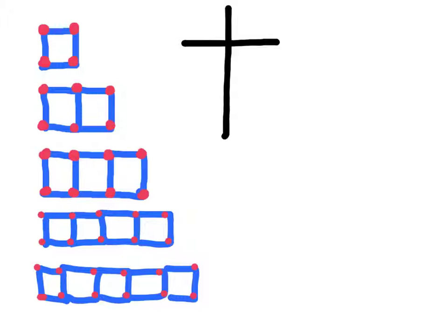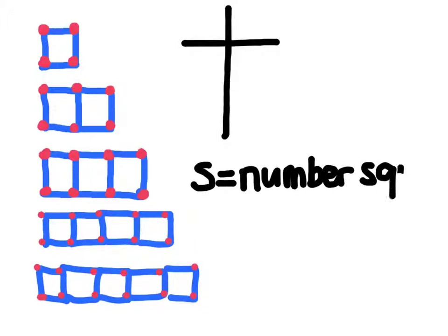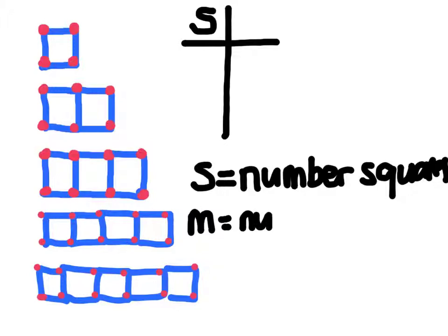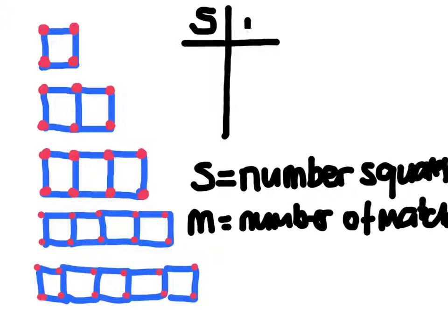So what I like to do is say number of squares. So I'm going to say S equals number of squares. Okay, so I'm defining my variable. I'm telling the person who's going to mark me that S is going to be the number of squares. And I'm going to say M equals the number of matches. Okay, so that's going to be the other side of my table. I think I might run out of room here.